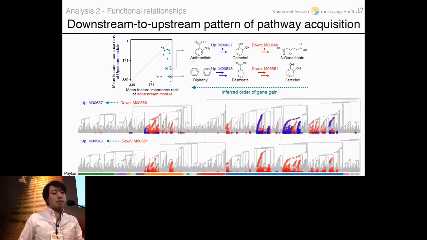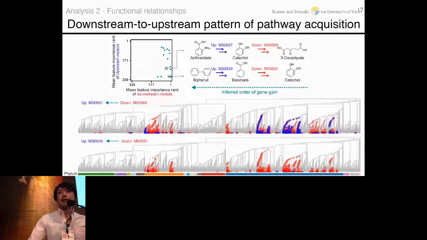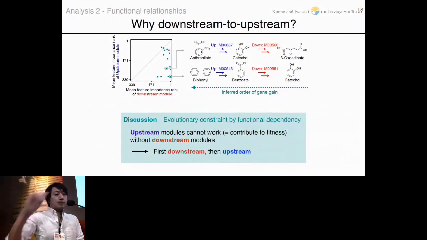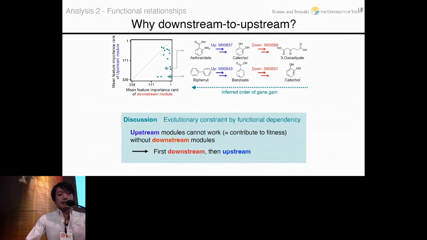And on the bottom panel, the presence or gains of the downstream reaction is colored in red, and the presence or gain of the upstream reaction is colored in blue. So there is a clear pattern of red to blue evolution. So this is an example of downstream to upstream reaction. So I guess this is a very reasonable result. So the evolutionary constraint by functional dependency is that upstream modules cannot work or contribute to fitness of the organism without downstream modules. So first downstream, then upstream. Here is the order.